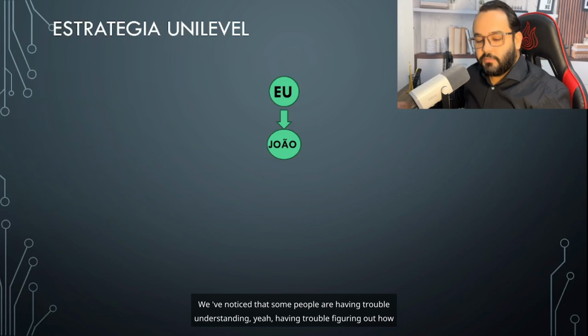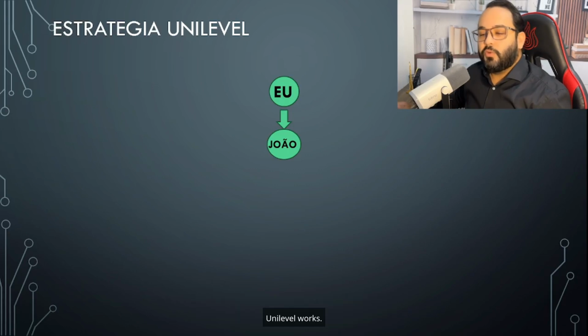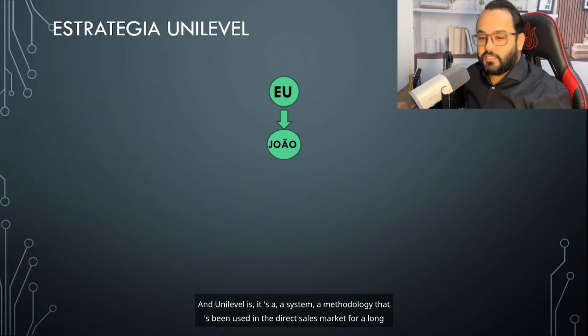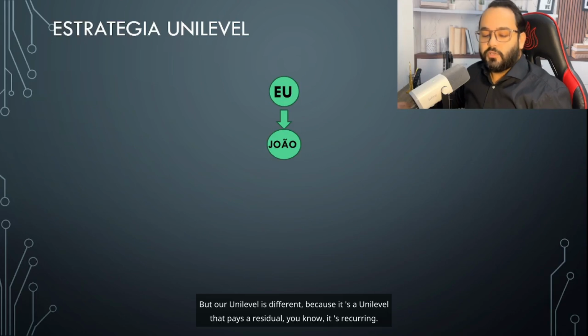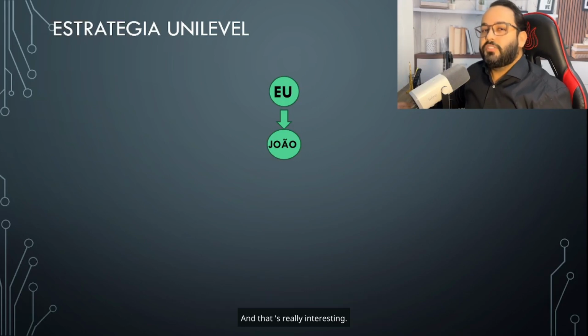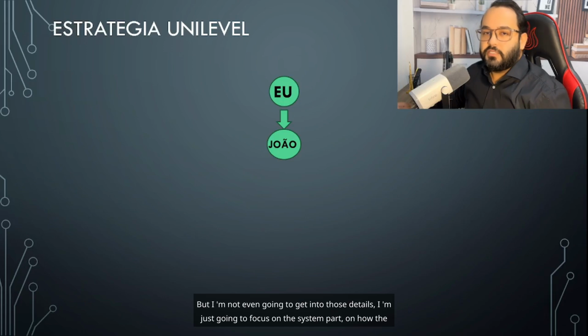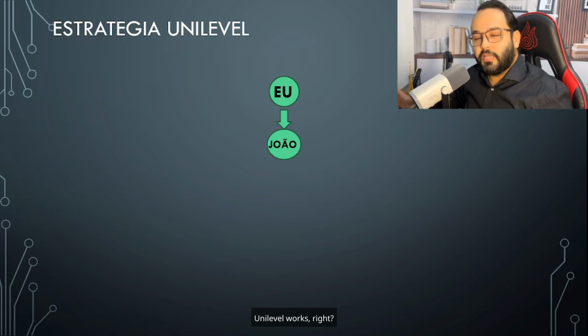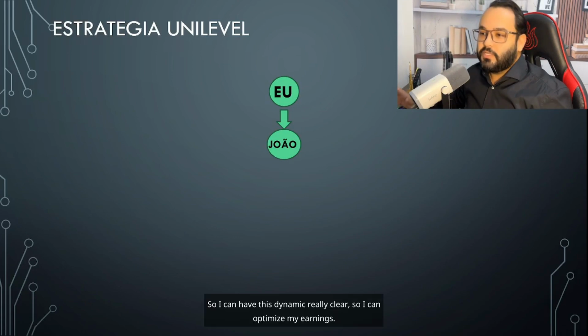We've noticed that some people are having trouble figuring out how Unilevel works. Unilevel is a system, a methodology that's been used in the direct sales market for a long time, right? But our Unilevel is different because it pays a residual, it's recurring. And that's really interesting, but I'm not even going to get into those details. I'm just going to focus on the system part, on how the Unilevel works, so I can have this dynamic really clear so I can optimize my earnings.